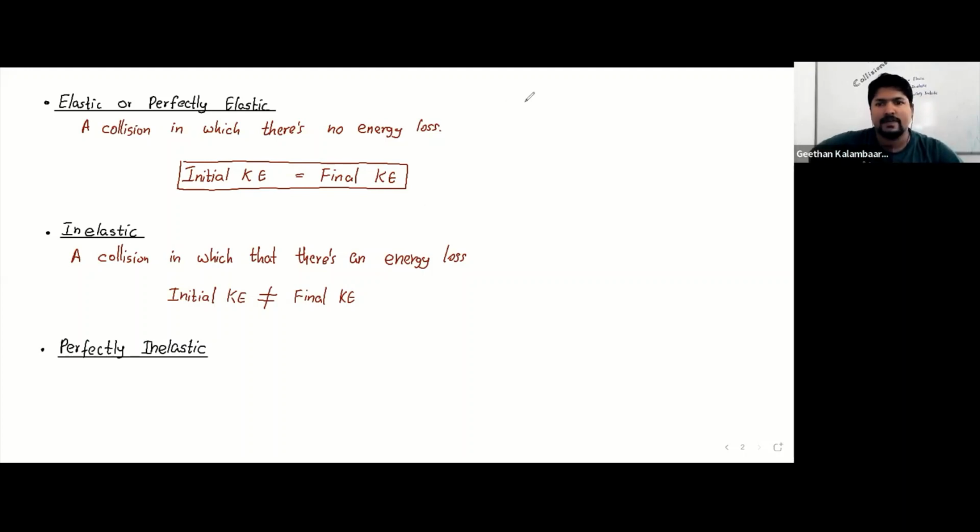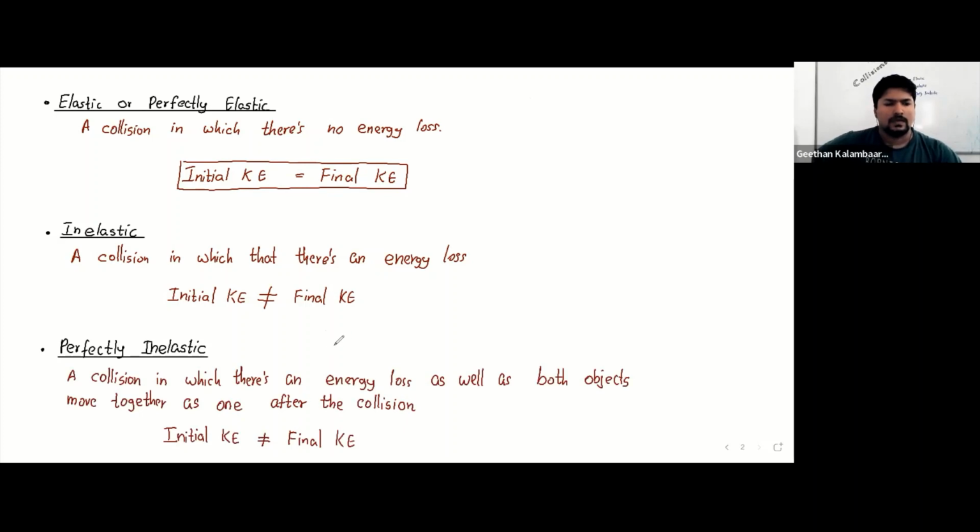But for an elastic or perfectly elastic collision, we can apply the equation initial K is equal to final K. But in this one, we cannot. So then what is a perfectly inelastic collision? You may wonder what is that. If there is an energy loss or not, yes, there is an energy loss. When you say inelastic, perfectly or not, there is a kinetic energy loss. So here also initial kinetic energy is not equal to the final kinetic energy.